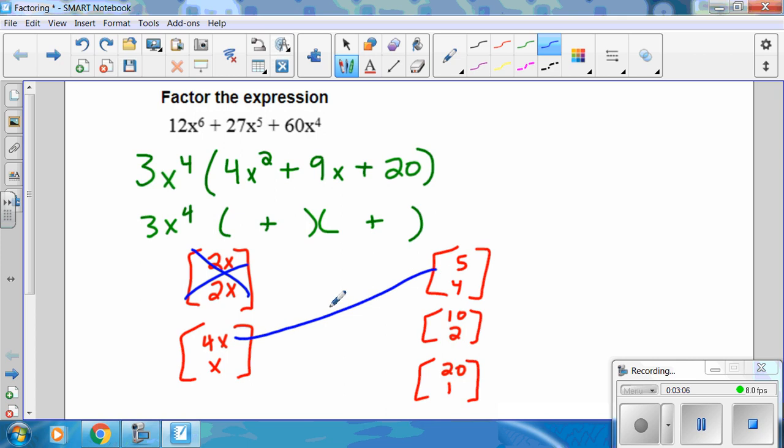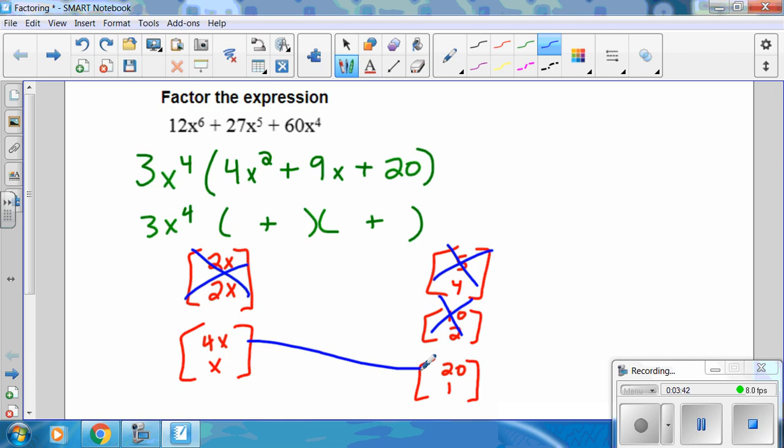4 times 5, that's 20. Already too big. Doesn't work. 4 times 4 is 16. Already too big. Doesn't work. So we know we can cross this one out because if this is our only option, we have to use that. 4 times 10 is 40. Doesn't work. Already too big. Flip it around. 4 times 2 is 8. And x times 10 is 10x. That's 18. But doesn't add up to 9. Too big again. So we can cross this one out.